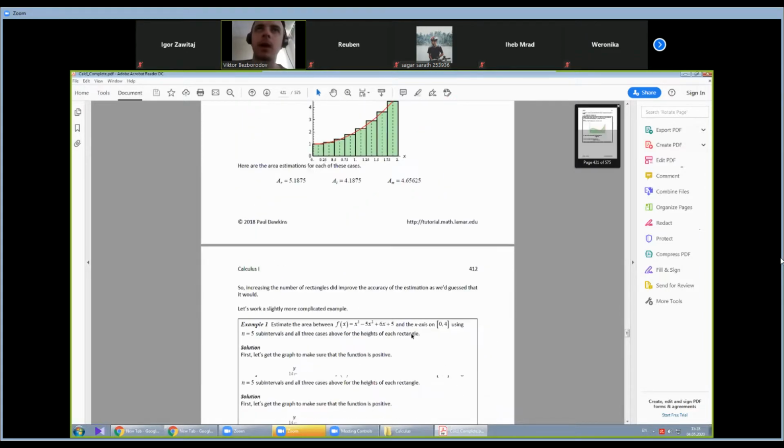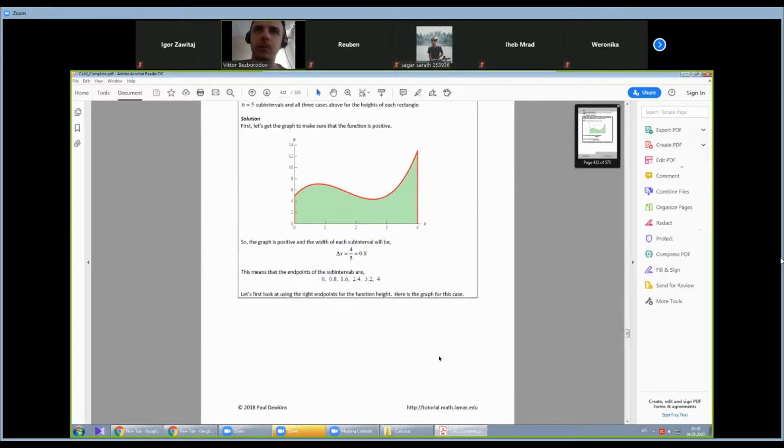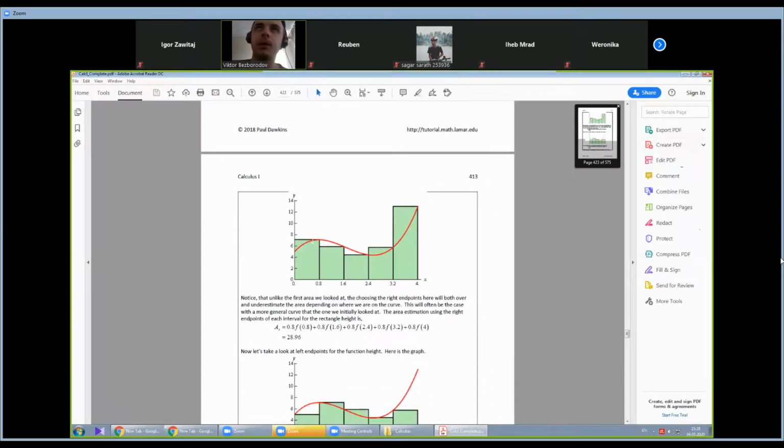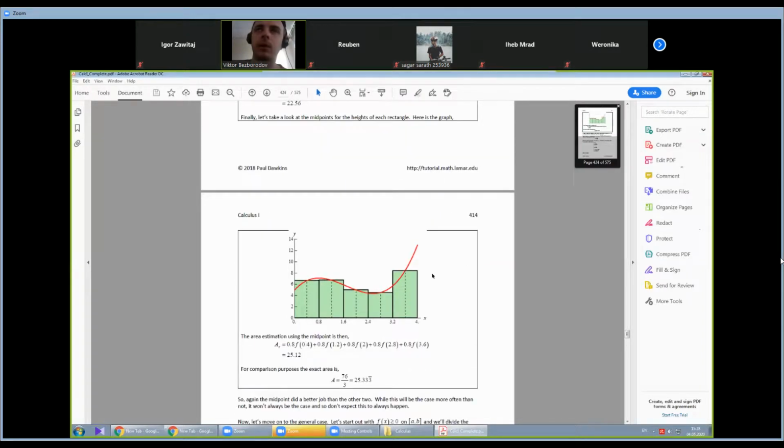Okay, and here's another example. In this example, the function is not monotone anymore. So what you can still do is choose, for example, points on the right or on the left or in the middle, right? And still you get some expressions. And then the exact area is going to be closely approximated by them.